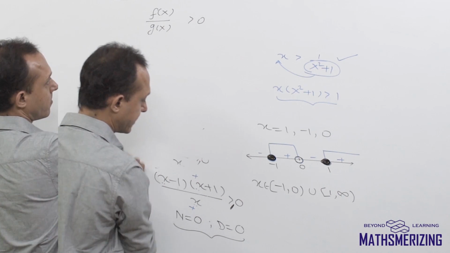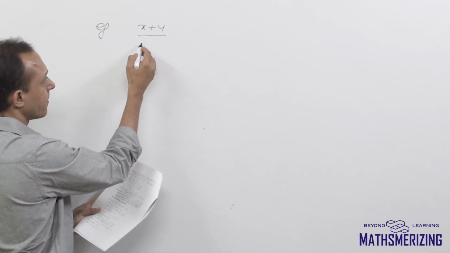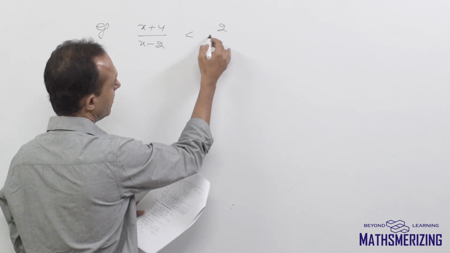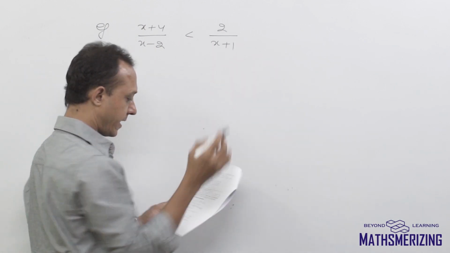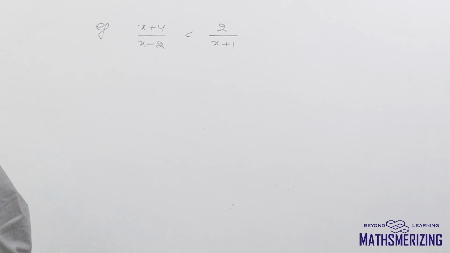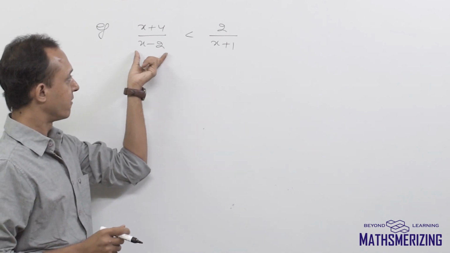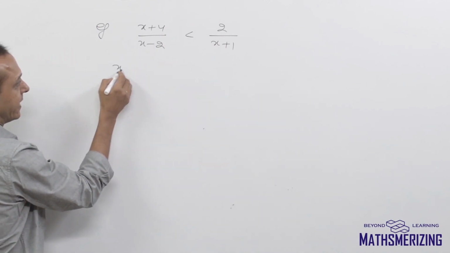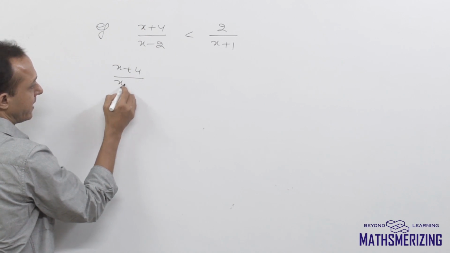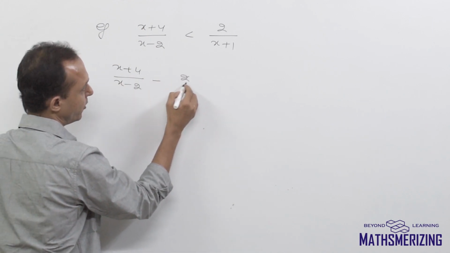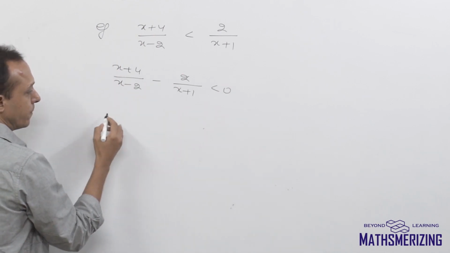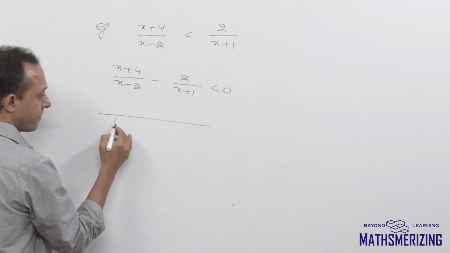So this is how we are going to solve these questions. Let me take up another example. x plus 4 upon x minus 2 is less than 2 upon x plus 1, and I need to solve this question. Now I cannot cross multiply because the sign of both the expressions will change. So I'll take it on the left hand side. I'll write x plus 4 upon x minus 2 minus 2 upon x plus 1 should be less than 0. So now I'll solve it.